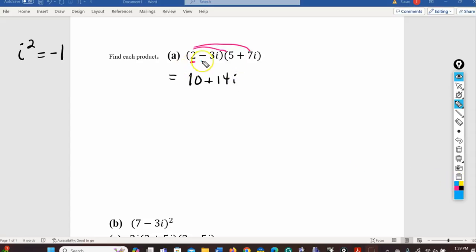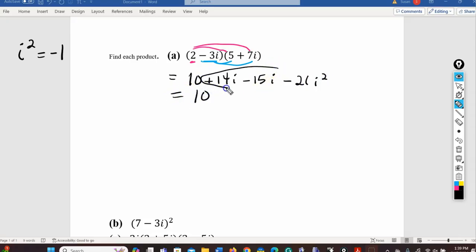And then I'm going to come here, and I'm going to multiply that by those two. And so negative 3i times 5 is negative 15i. And negative 3i times 7i, well, do the numbers first. Negative 3 times 7 is negative 21. And then you have i times i, which is i squared.